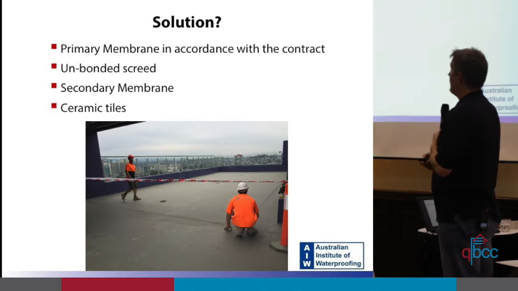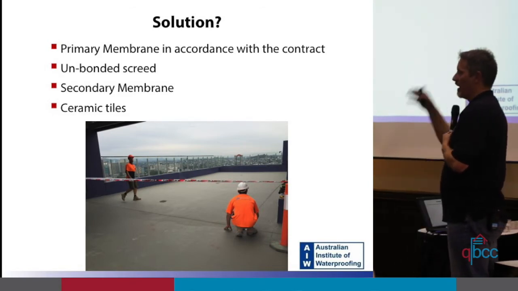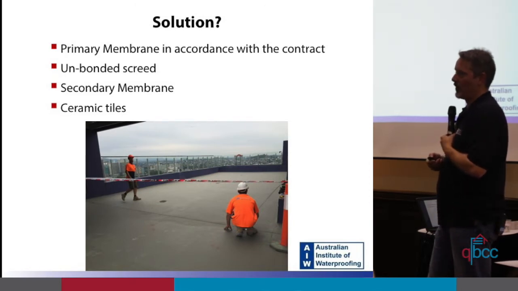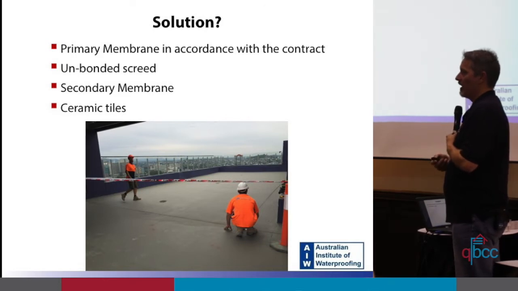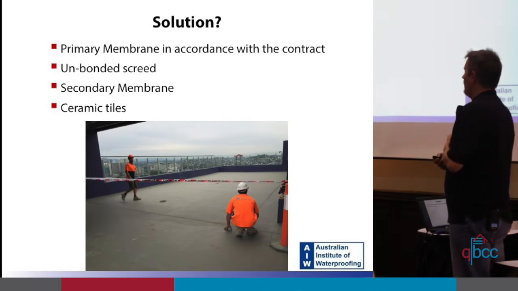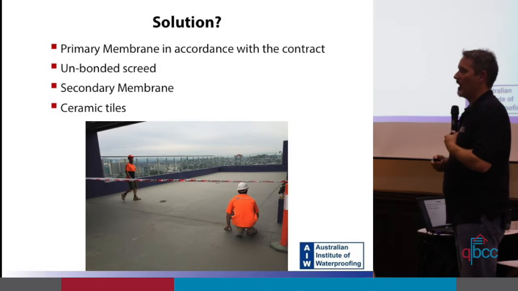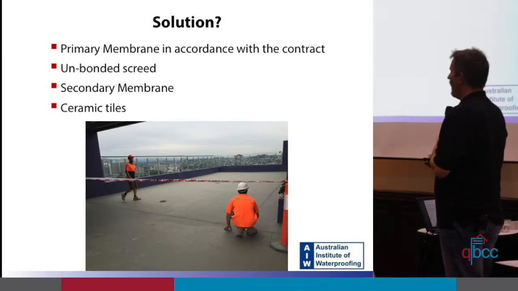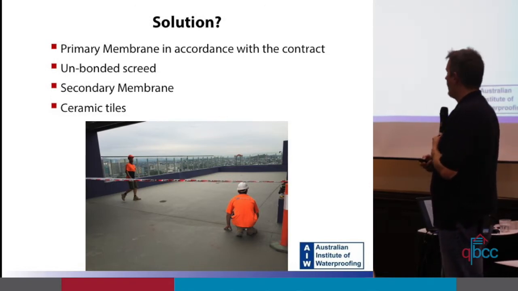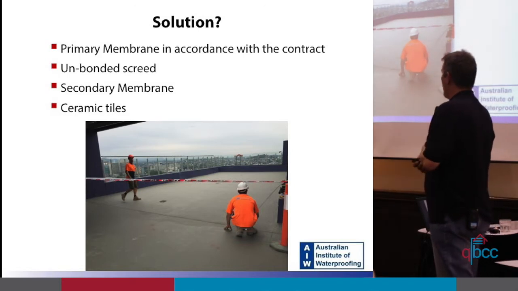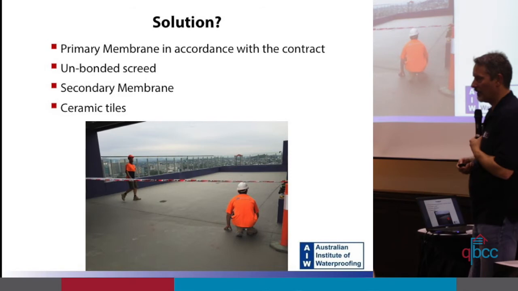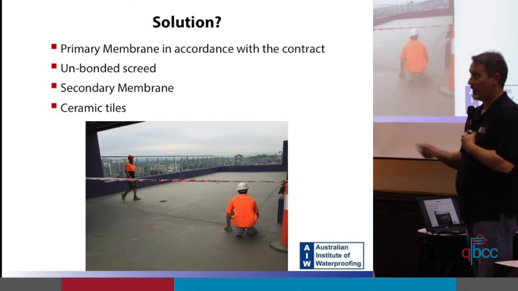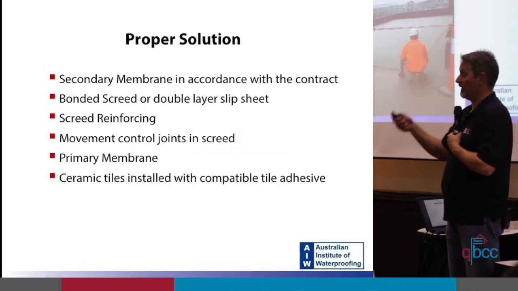Primary membrane in accordance with the contract. So they put a membrane down. Then they put an unbonded screed on top of that, and that screed was in areas 120 millimetres thick. Then they put a secondary membrane on top of that, and then put ceramic tiles on top of that. And here's a picture, here's a tiler with a secondary membrane there, ready to go for the tiling. Right, so all the drainage now works. So all good, right? Here's what they should have done.